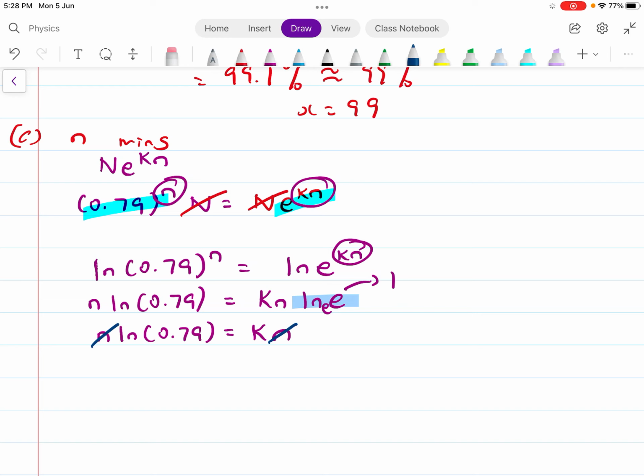So what is your k? This one you must use a calculator. k is equal to ln 0.79. So what you get is negative 0.236. I just leave it to 3SF. So that is how you do this question.